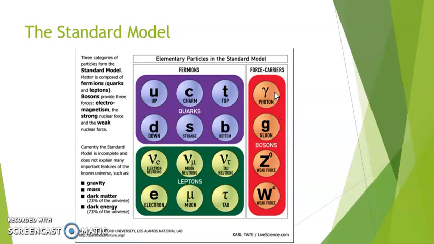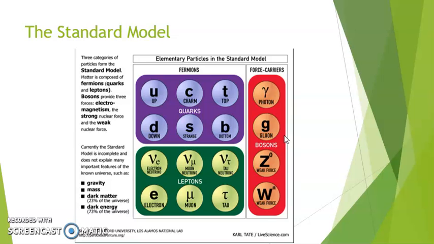And then we have force carriers. Force carriers are things that allow us to have forces that act at a distance. So things that don't touch each other can still exert a force on each other through these force carriers, which are known as bosons. So all of the elementary particles are either fermions or bosons, and we'll talk more about what the difference is between those later.